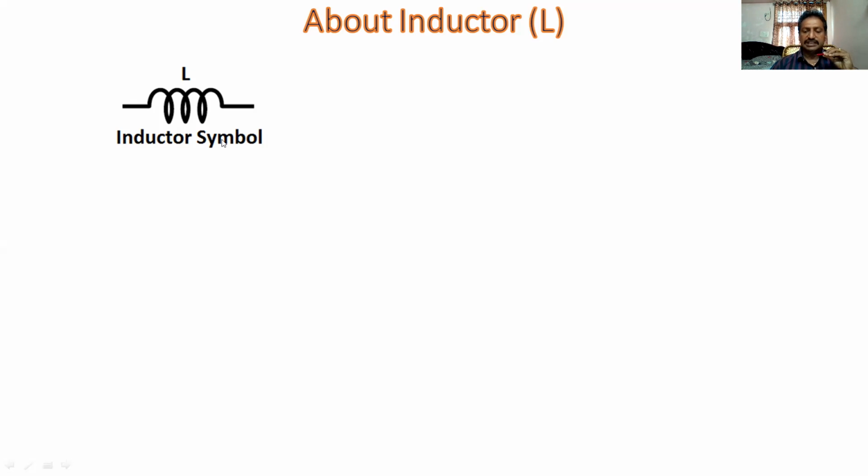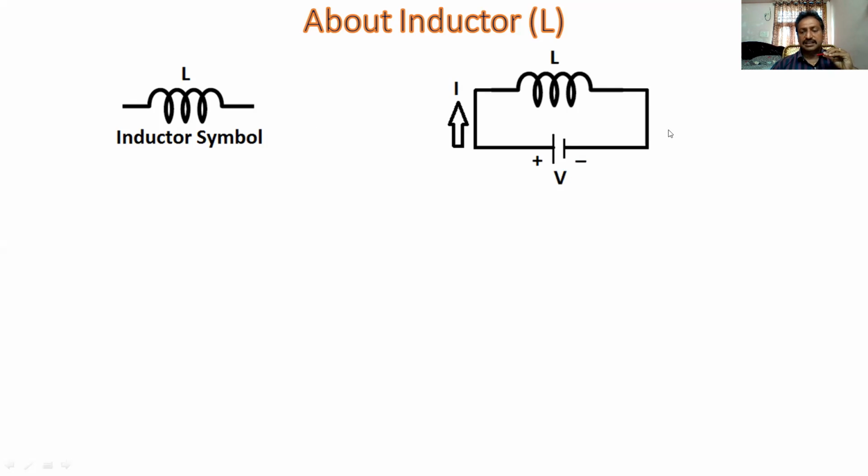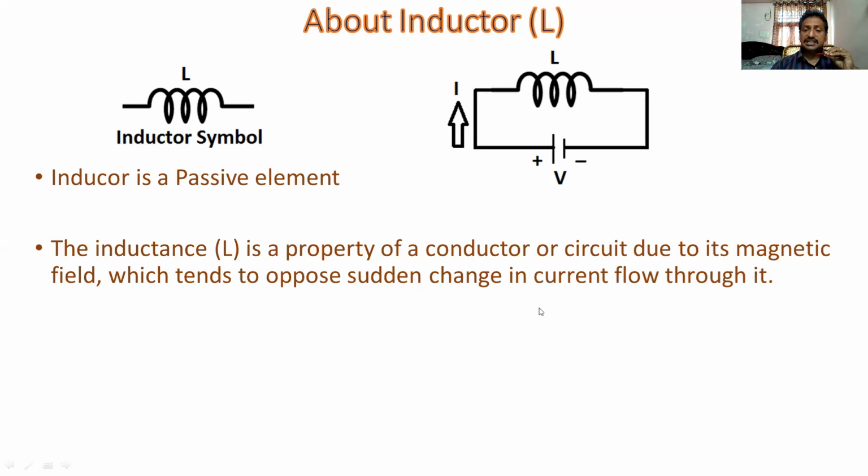This inductor is represented with the letter L. When you connect this inductor, it is a passive element which does not allow sudden change in current. Whenever current flows through any conductor, magnetic flux is produced in that conductor. In an inductor also, flux is produced, and that flux is directly proportional to the current magnitude. If the current is 1 ampere, for example, 10 flux; 2 amperes, 20 flux; 10 amperes, 100 flux. Like this, the flux is directly proportional to I.